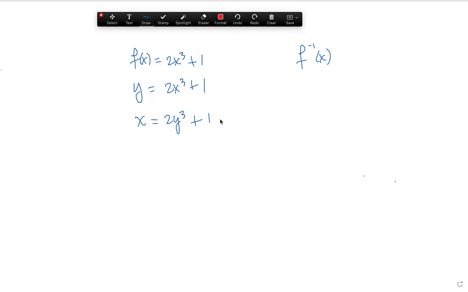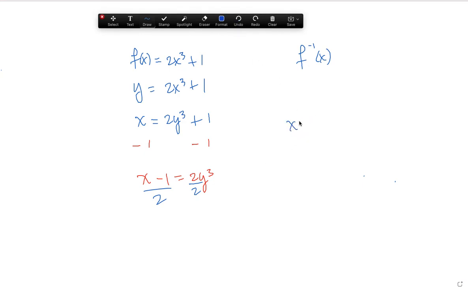So then you could move the 1 over, minus 1. Yep. So you get x minus 1 is equal to 2y cubed. Talk to me. And then divide by 2. Yep. And then take the cube root. Yep. X minus 1 over 2 equals y cubed. Beautiful. So take the cube root. So cube root of x minus 1 over 2 equals y, but then it's not y, it's f inverse. We finally name it f inverse and done.